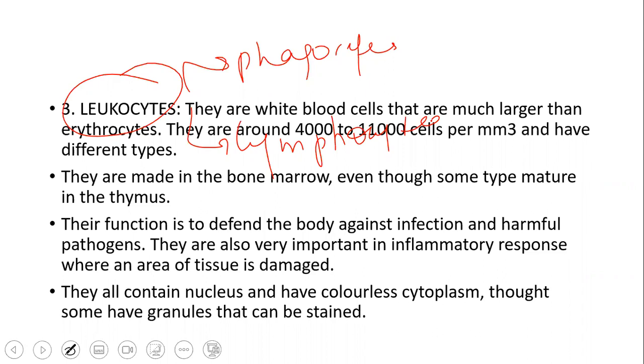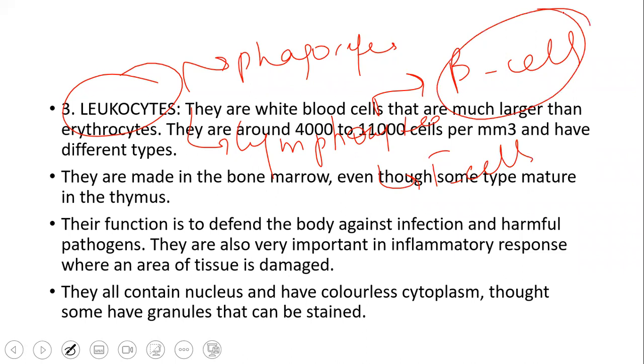Then we have our lymphocytes. Lymphocytes are of two types: B cells and T cells. B cells are the ones that produce antibodies. So we have been hearing, especially in COVID, antibodies, antibodies, antibodies. So B cells are the ones that actually make antibodies. And then the T cells do their job with some other mechanism.